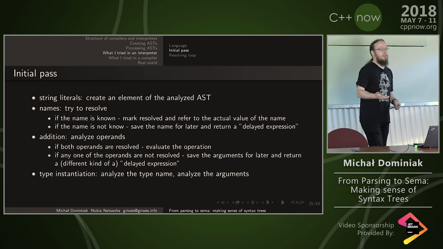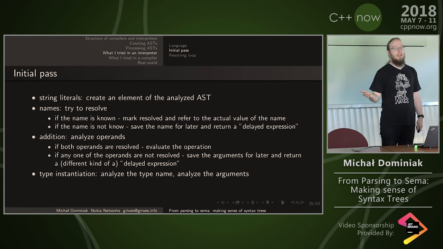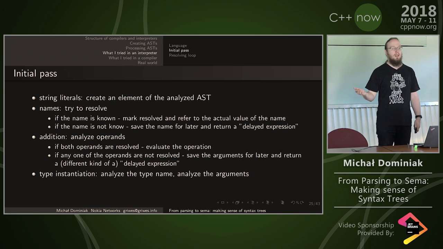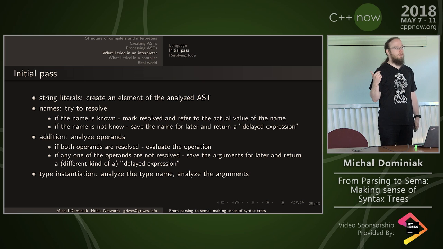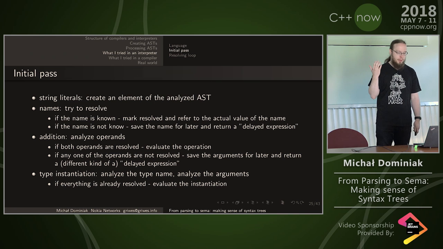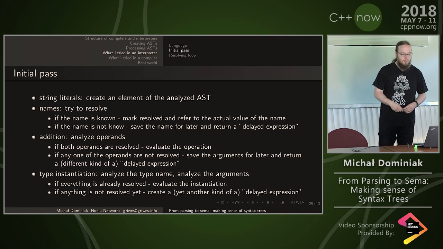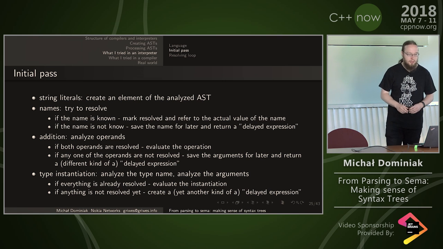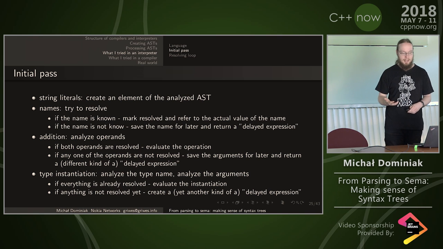And we have type instantiation. This is very similar to the previous one. So we check whether all the arguments are resolved, and we check whether the name of the thing we are constructing is resolved, because it can also be a variable in this. And we do the same thing, right? So if everything is already resolved, we just instantiate the thing. And if anything is not resolved yet, we again create a yet different case of a delayed expression.